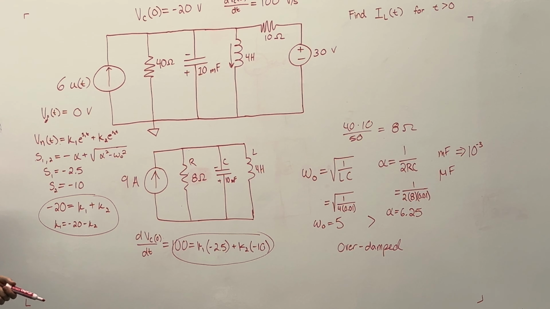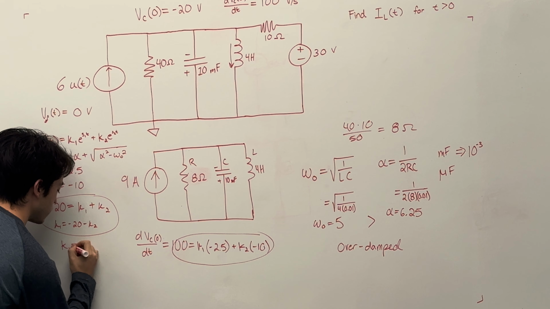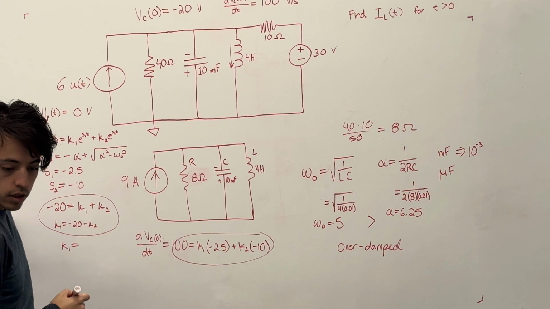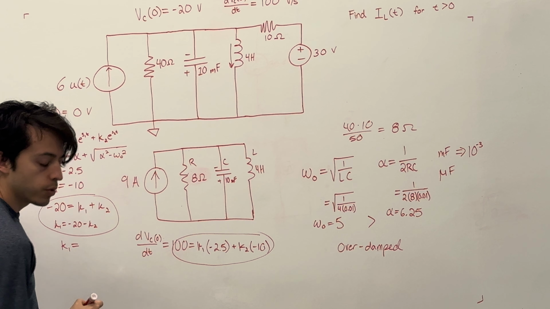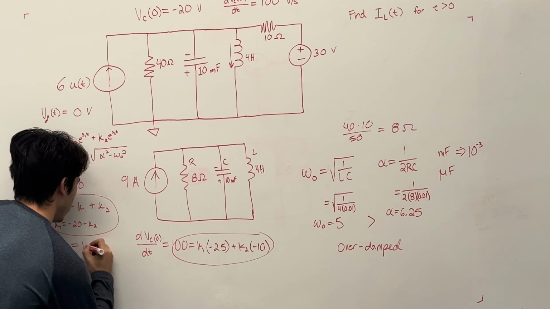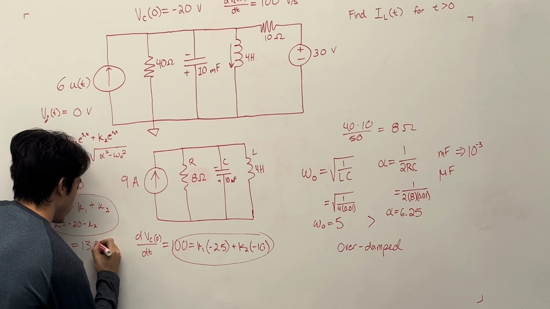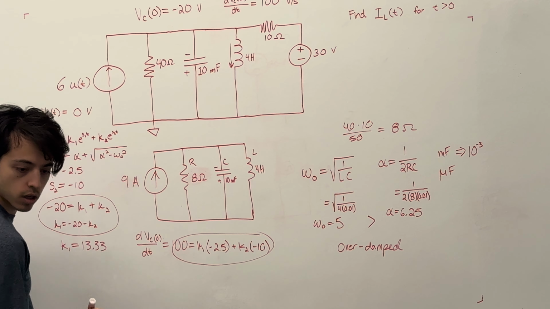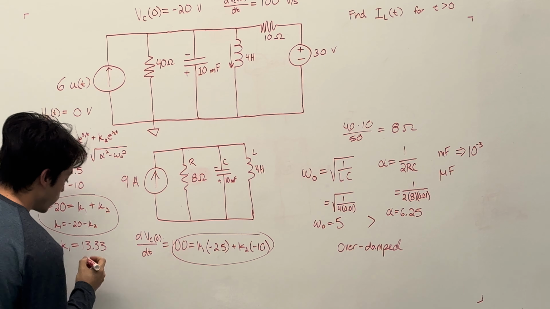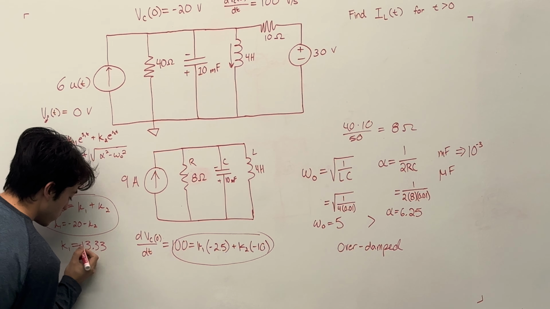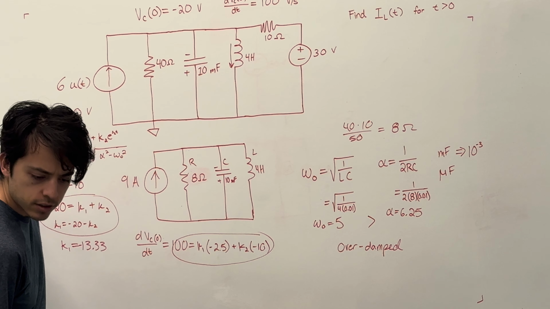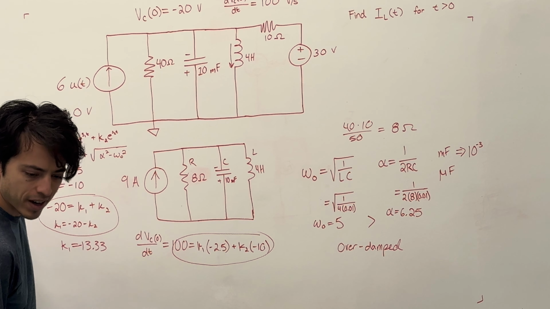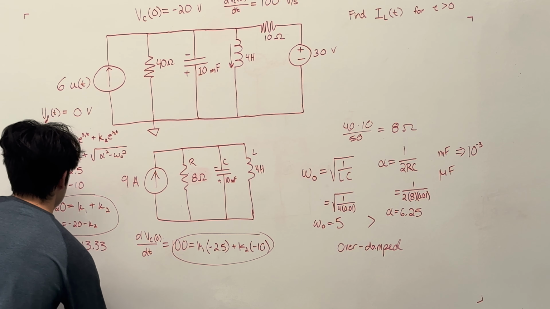And you'll find that K1, in this case, is equal to roughly negative 13.33, excuse me. And K2 is equal to minus 6.67.